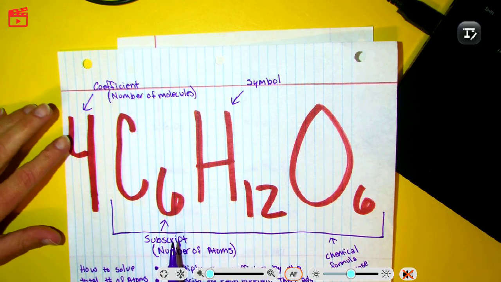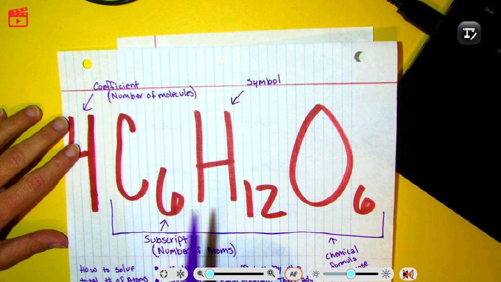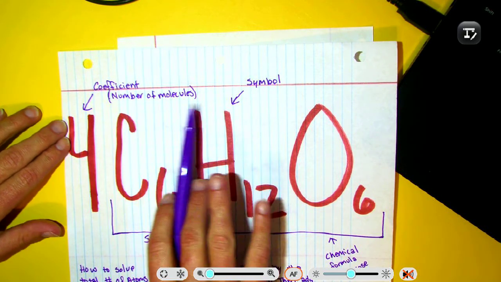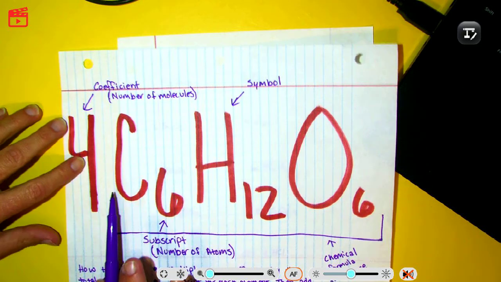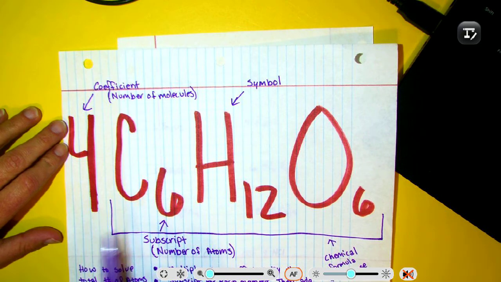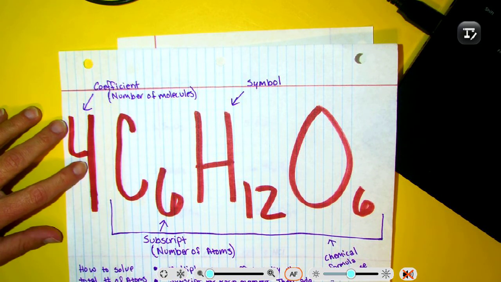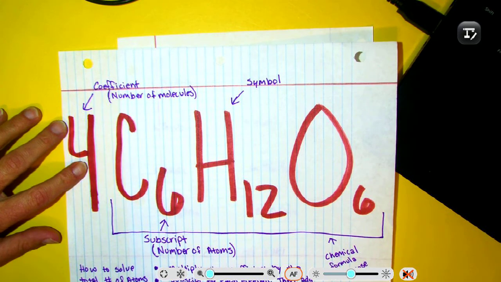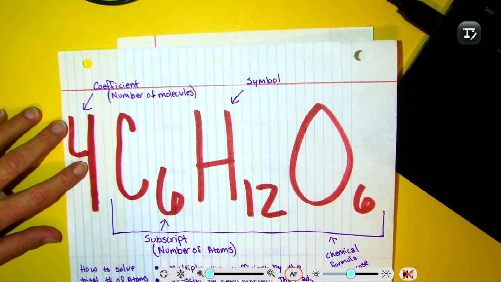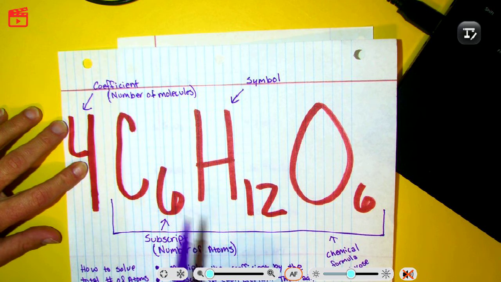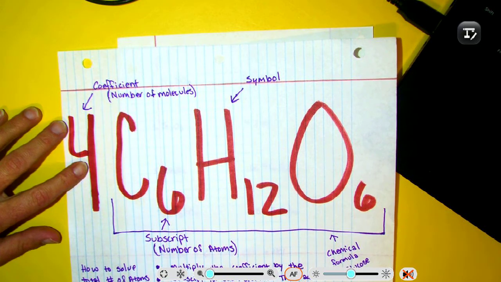We then have the subscripts. Those are the smaller numbers down here. The coefficients tell us the number of molecules we have of this formula. So this 4 right here tells me that we have 4 molecules of glucose. This subscript tells me the number of atoms of that specific element. So this 6 tells me in one glucose molecule, I have 6 carbon atoms every single time.